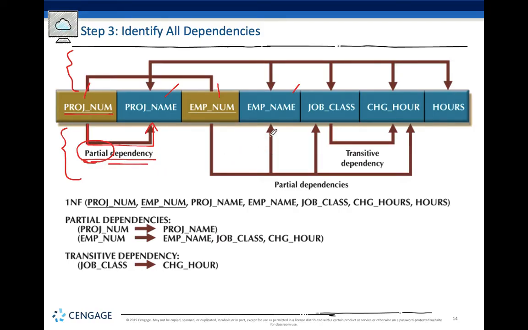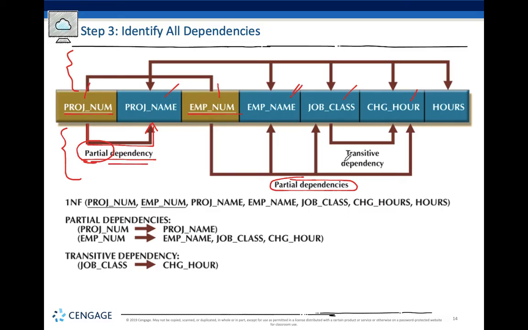Similarly here, employee name, job class, and charge per hour are partial dependencies in that they only depend on employee number. We do not need to know the project number in order to identify employee name, job class, and charge per hour.